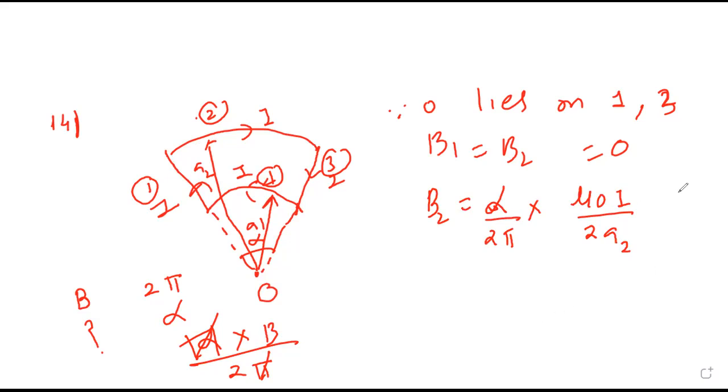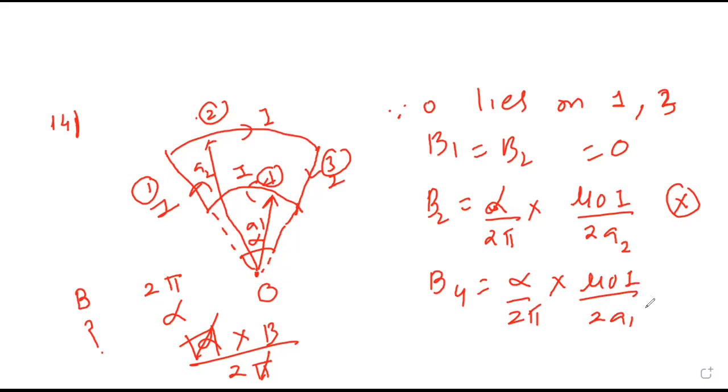Inward, yes, clockwise is the inward. What about B4? Angle same, so alpha upon 2 pi, current is also same, but radius is A1. Inward or outward? Outward. This is going clockwise, so inward. This will be outward. Correct. In the loop, see, the current goes like this. So when you show this downward side, what you will get? The upper one will be inward, the lower one outward. So the result is add or subtract?